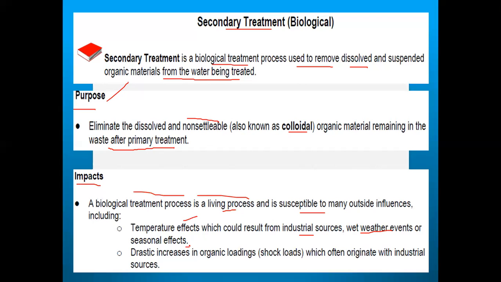That's why many factors are included in this. What is the first factor? Temperature effects, coming from various industrial sources, wet weather conditions, and seasonal effects. Second one, a drastic increase in organic loading, that is, drastic increases in shock loads, which often originate from industrial sources. This happens from the industry point of view. So these are the two impacts that happen when the secondary treatment process goes on. Okay, next.